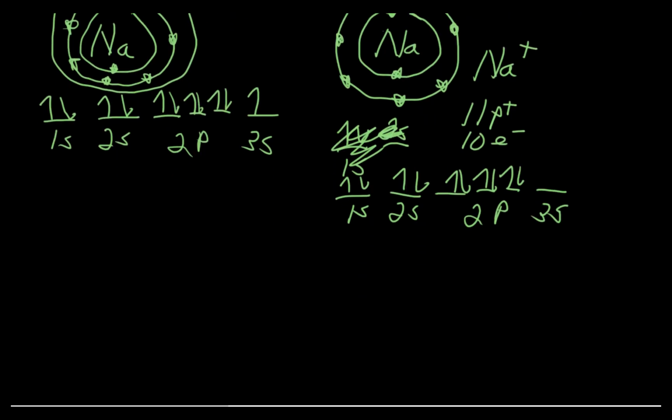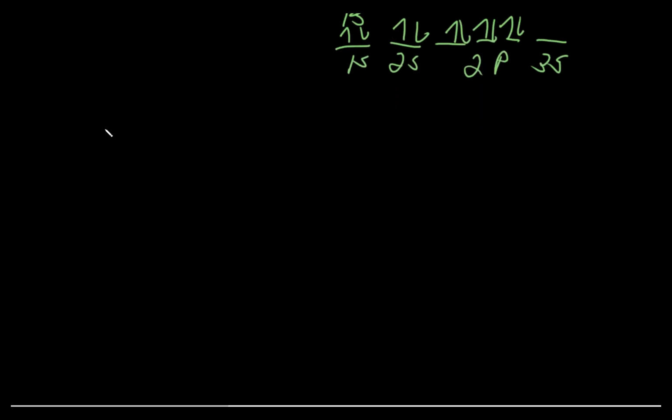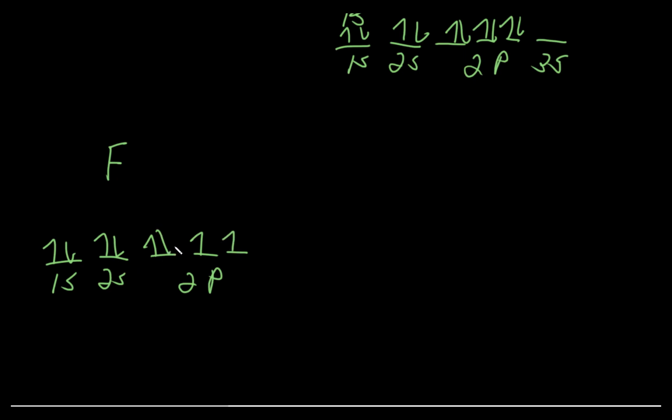And let me see if I can scroll down a little bit. All right, so let's look at fluorine, which has an atomic number of 9. So that means it has 9 electrons. So we have the 1s, we have the 2s, we have the 2p, 4, 5, 6, 7, 8, 9. So fluorine wants to get one more to complete the octet. So we can draw this in here.